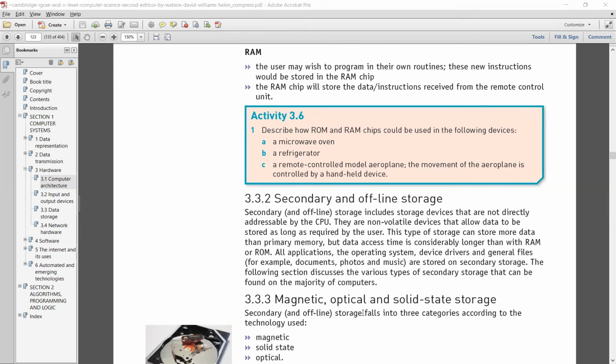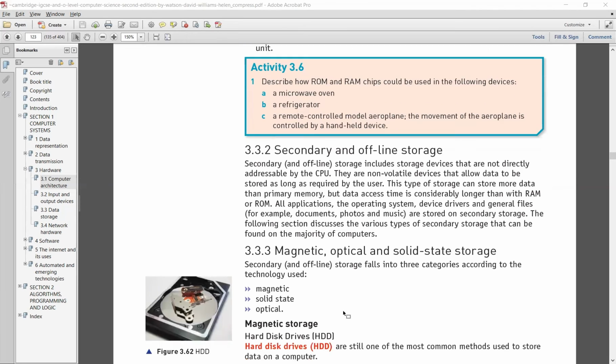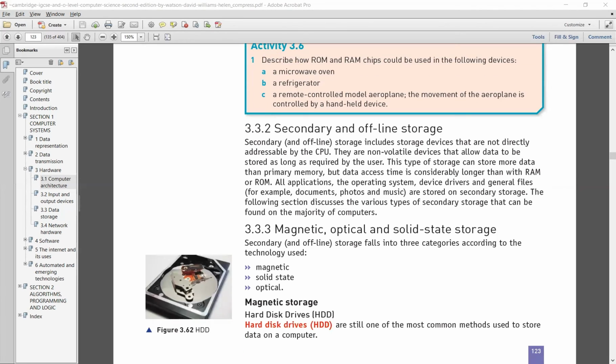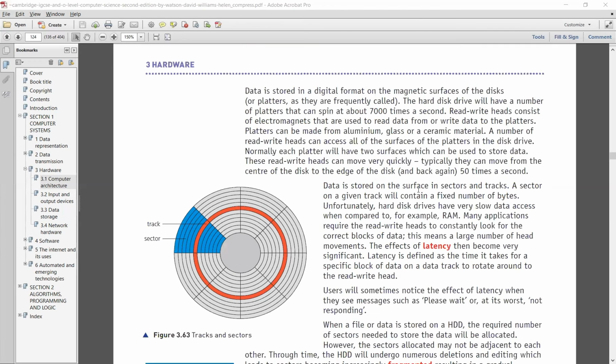What is magnetic actually? Which things come under the heading of magnetic? It's basically your hard drive. Magnetic also has some advantages as well as disadvantages. And optical means it is dealing with laser technology, and it's the CDs, the DVDs, the Blu-ray discs.